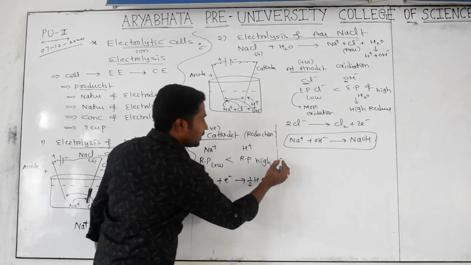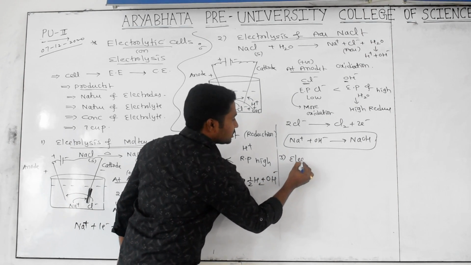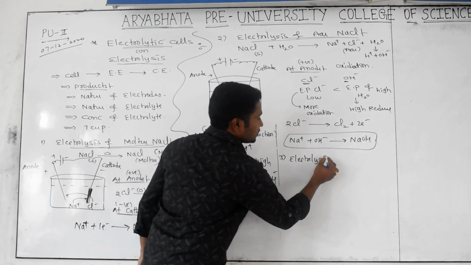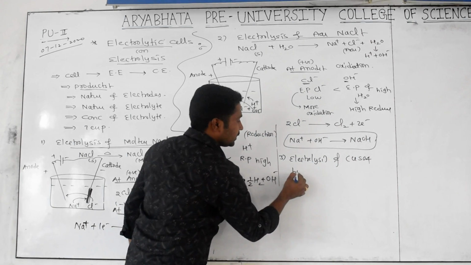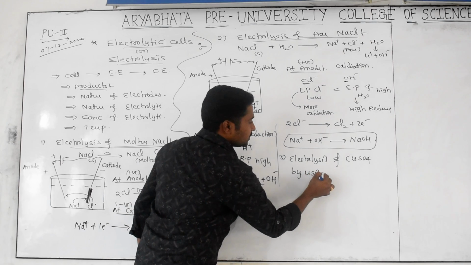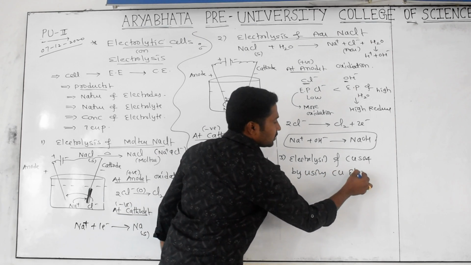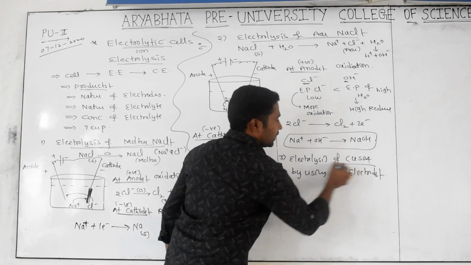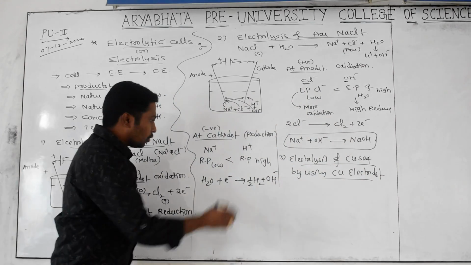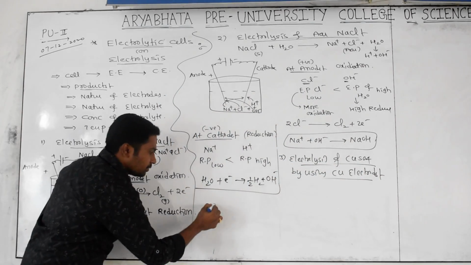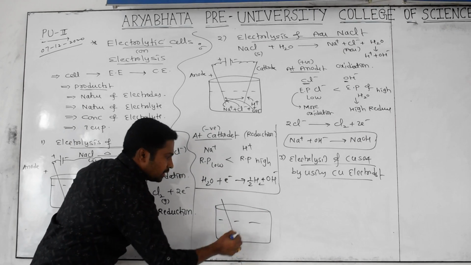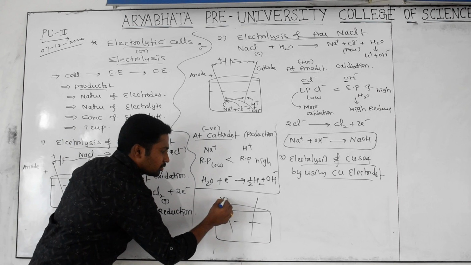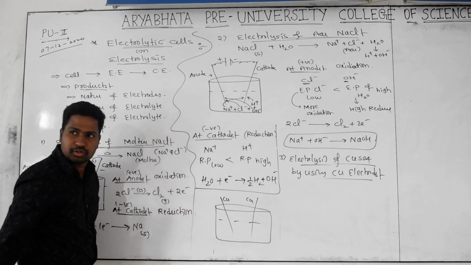It is the third one, electrolysis. Electrolysis of copper sulfate solution by using copper electrodes. Very simple this is. Copper electrodes means what we have to take? We have to take the copper sulfate solution here. Yes, CuSO4 is there. Which electrodes are we using? Copper electrodes only. Means copper rods we are using.